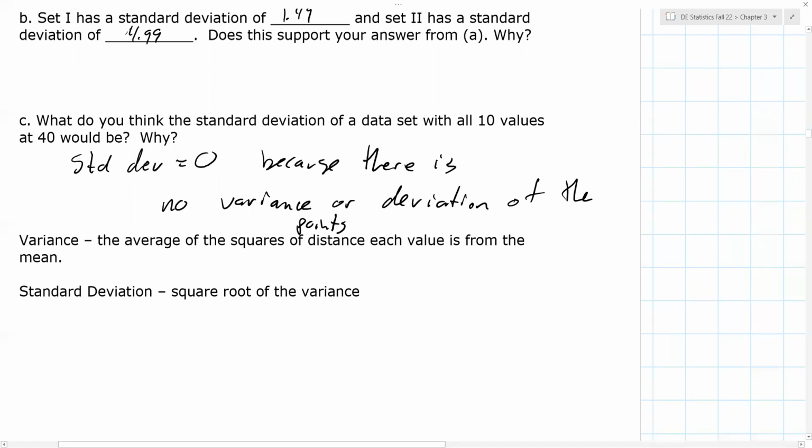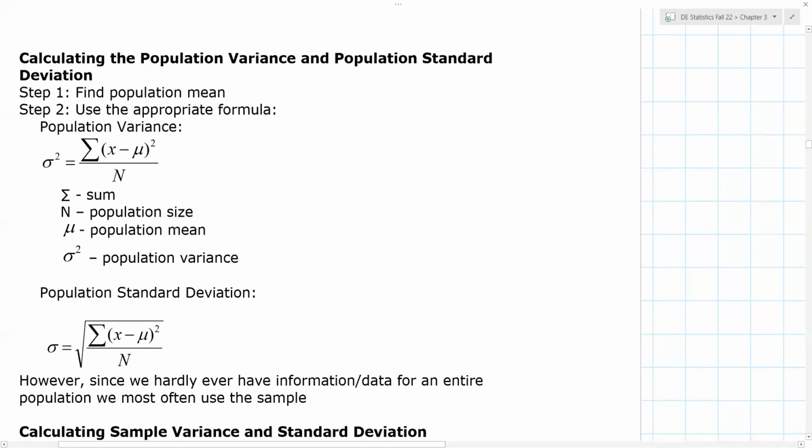So these are the two formulas. That top formula is for variance. That bottom formula with the square root around it, that is the standard deviation. Again, they're the exact same formula with the addition of a square root around the standard deviation piece. Now, again, let's talk about where all of this comes from.